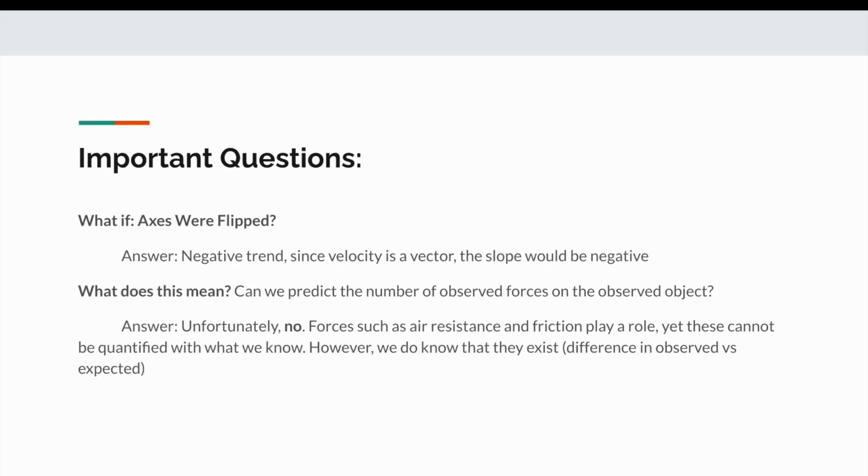Some important questions to ask ourselves are, what if the axes were flipped? So what if the x-axis was inverted? The answer to this is there would be a negative trend. Since velocity is a vector, the slope would be negative.